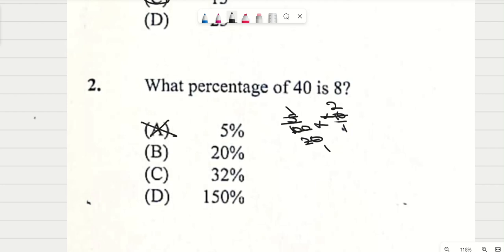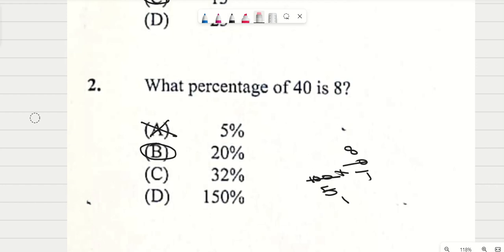Then we say 20%. 20 over 100 multiplied by 40 over 1, 20 into 20, 1, 20 into 100, 5. 5 into 5, 1. 5 into 40 is 8. So B is your answer. So using the options that they give you, you can use it to get your answer. That is the first way.